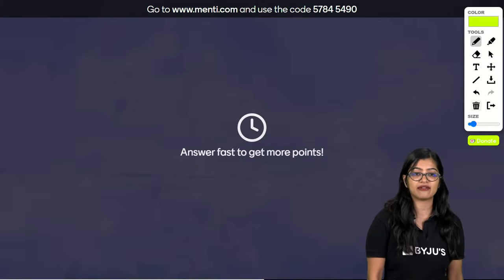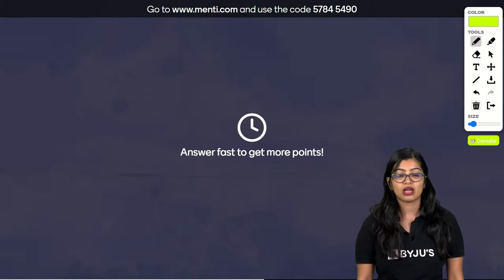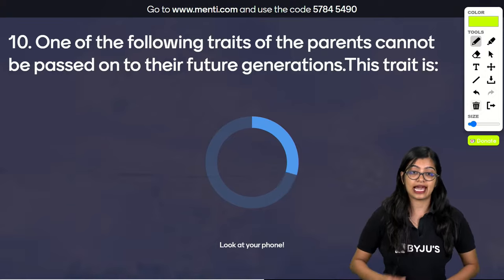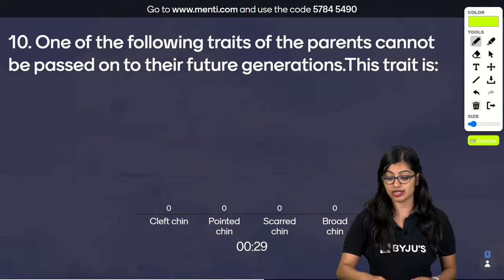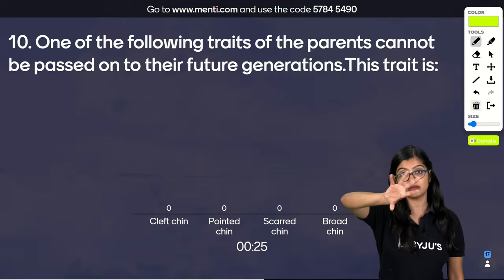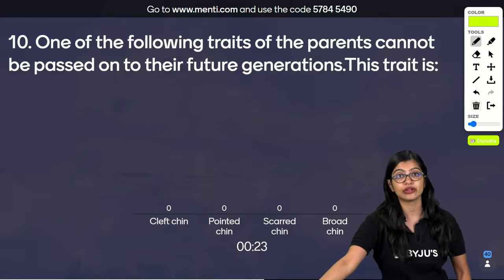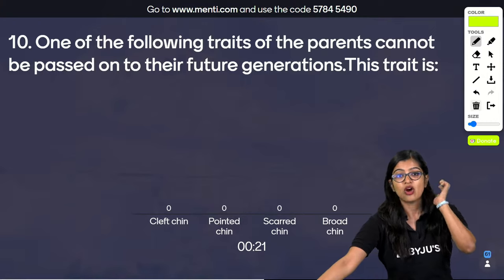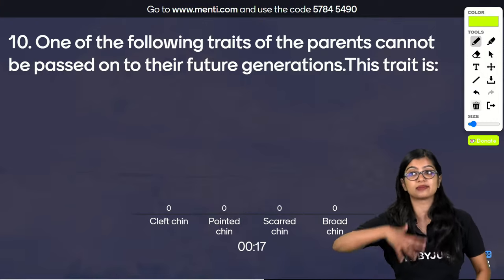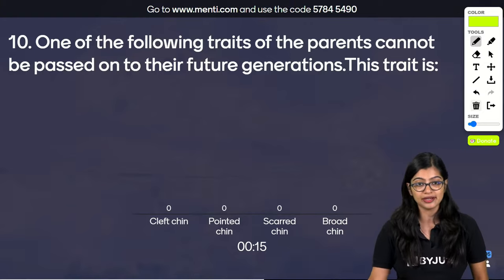So question number 10, everybody, on your screen. Ma'am, can incorrect DNA copying alter the reproduction process? Yes, it can. In unicellular organisms, it can result in variation. Or in some cases, like in multicellular organisms, it can cause other conditions as well, right?